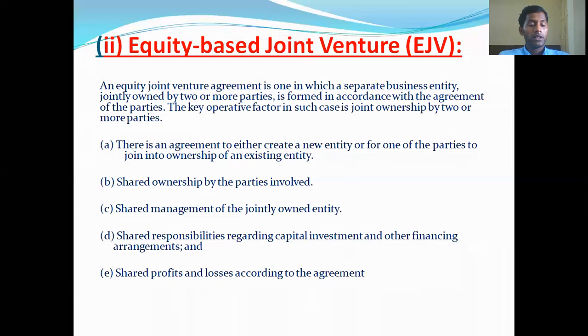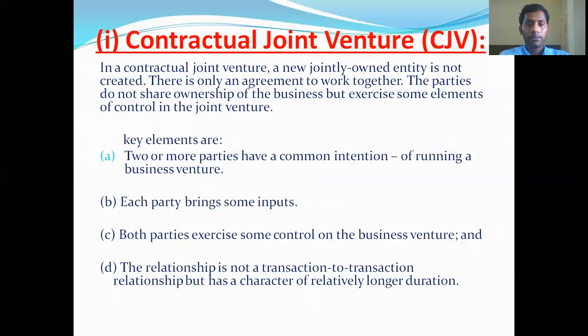Then the last one: shared profits and losses according to the agreement. It's an equity-based joint venture. I remind you, listen to me carefully. Under a contractual joint venture, a new firm is not created. It's an agreement to work together or an agreement to finish a specific task or the given task. That's a contractual joint venture.